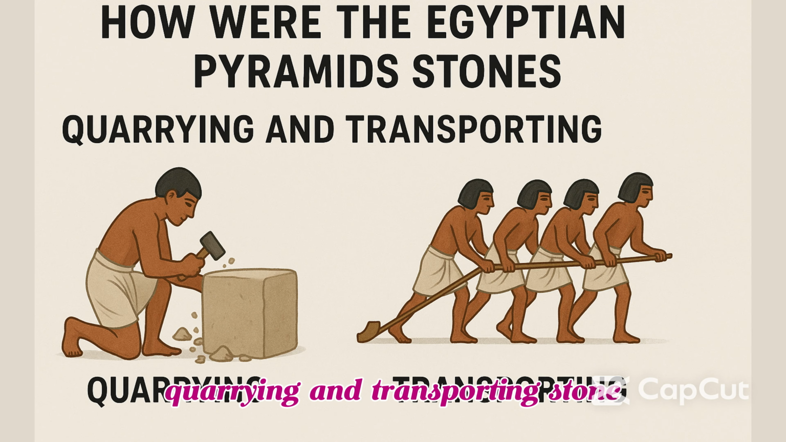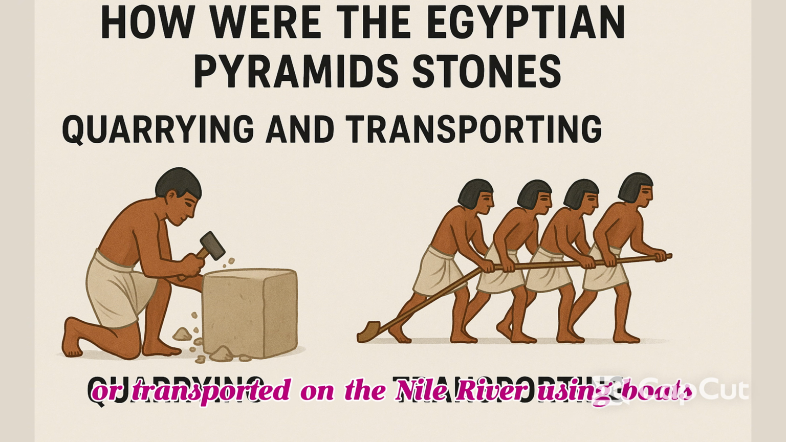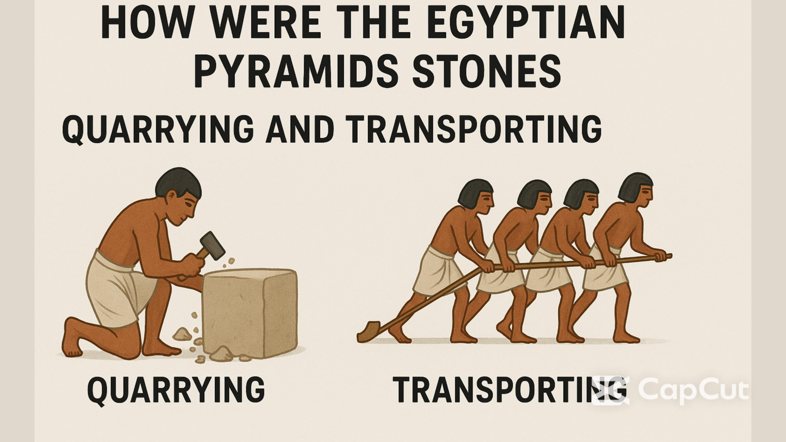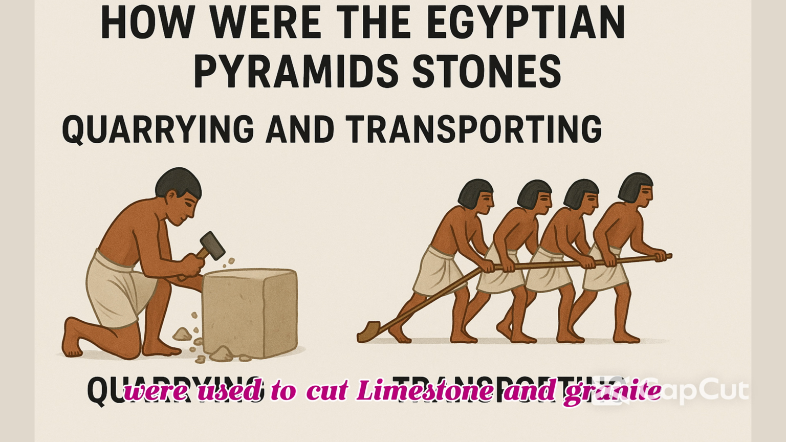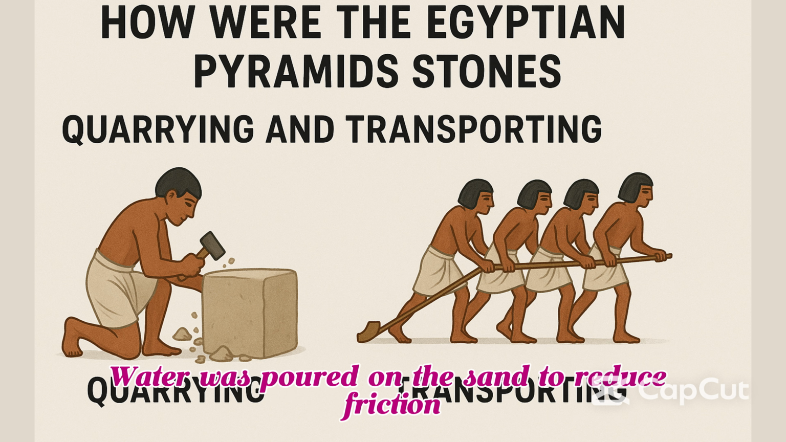Quarrying and transporting. Stones were quarried nearby or transported on the Nile River using boats. Copper tools, such as chisels and dolerite hammers, were used to cut limestone and granite. Stones were moved on sledges dragged over sand. Water was poured on the sand to reduce friction, as proven by modern experiments.